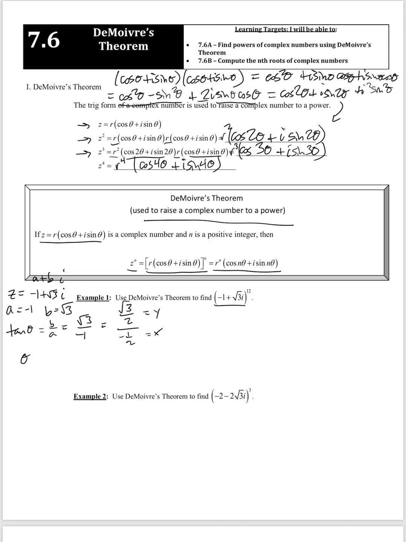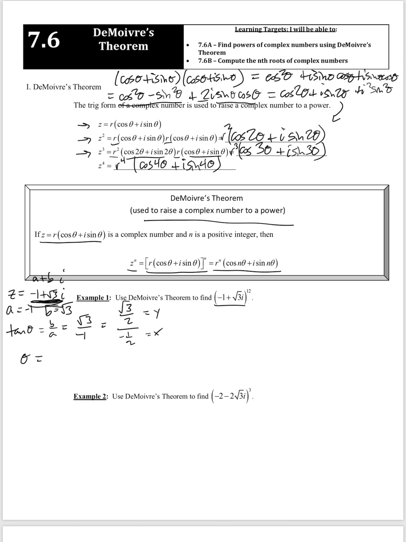Now, where does the tangent equal square root of 3 over 2 over -1/2, y over x? Again, we have to take a look at our original complex number because we will get two solutions. We get -pi over 3 and we get 2pi over 3, right? Tangent is negative in the second and fourth quadrant. So your calculator is going to give you an answer of -pi over 3. But is this complex number z actually in that fourth quadrant?